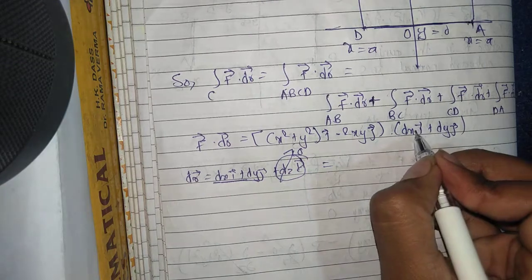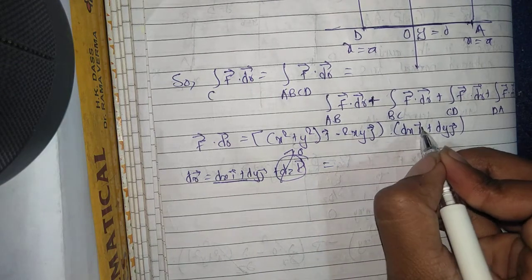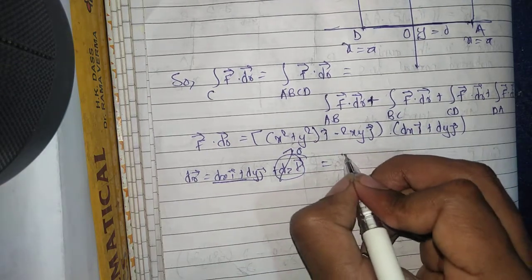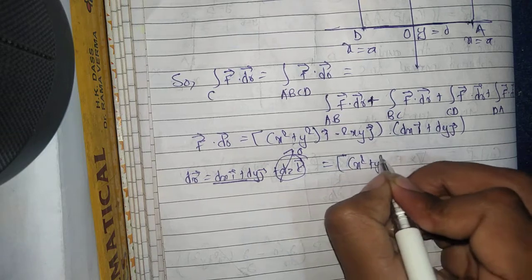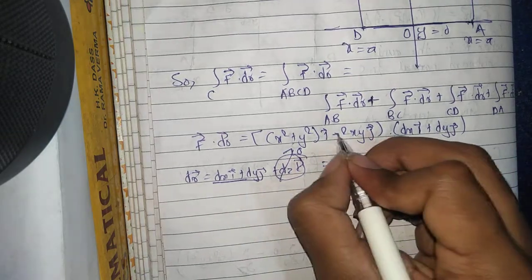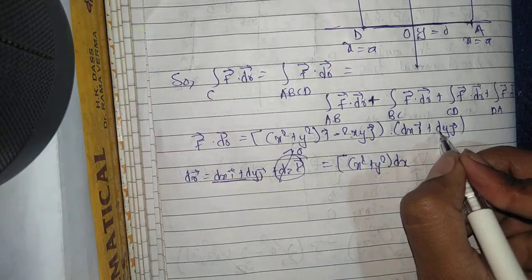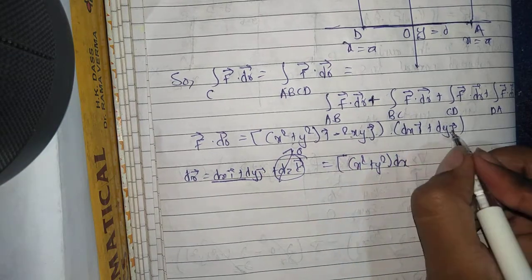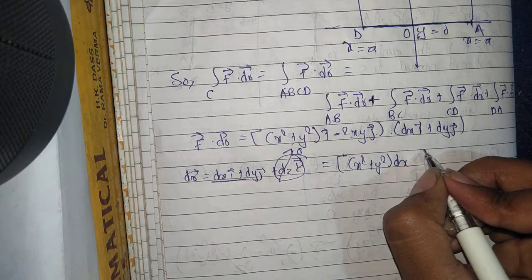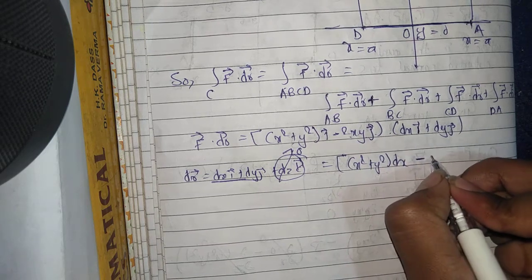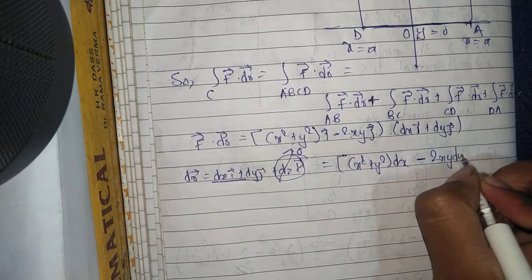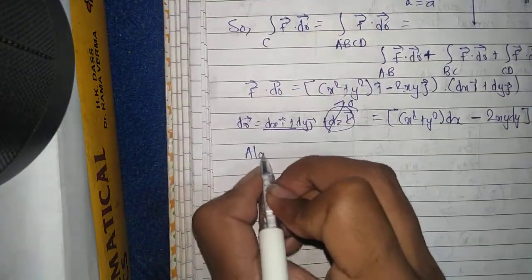Multiplying, i dot i is 1, so we get x squared plus y squared times dx, and similarly multiplying with minus 2xy j dot dy j, j dot j is 1, so minus 2xy dy is left. Now let us start along AB.